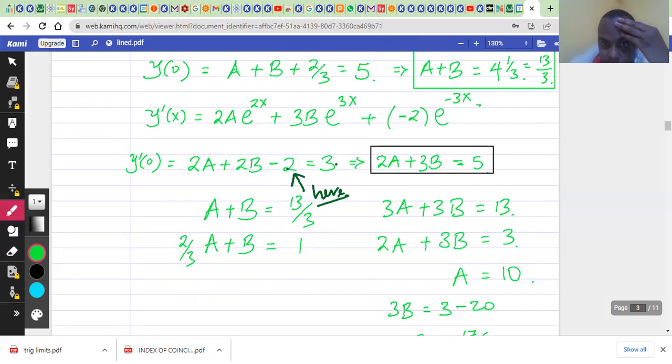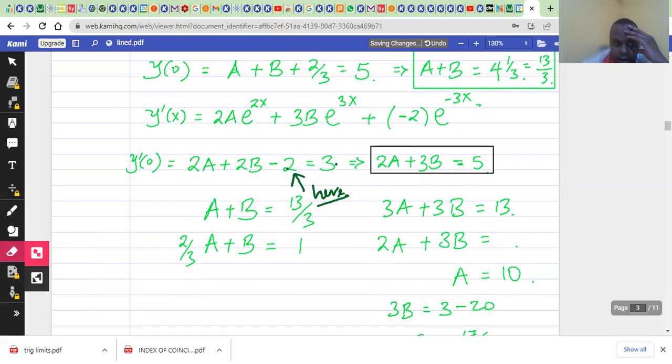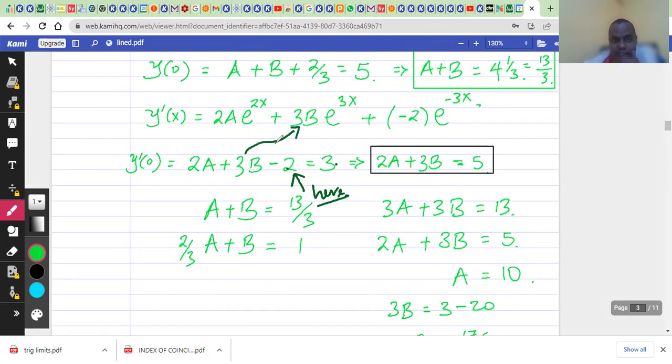Which one? No, I think it's okay. No, how do we get the 3B then? Which 3B? The one we just changed to 5. And 2A plus 3B. No. This should be a 2B. It should be a 3B. Look, it should be a 3B. No, it's fine, because this is a 3B, yeah. Okay.